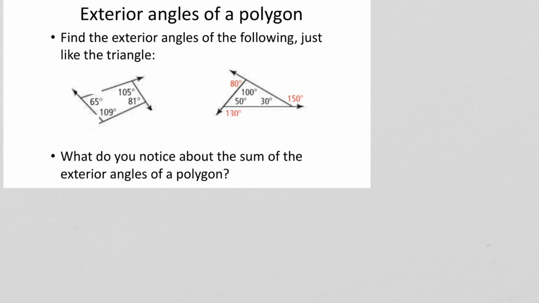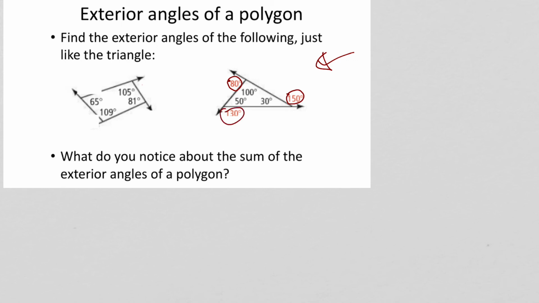We'll want to find the exterior angles of the following, just like the triangle. So if you take a look at this triangle here on the right-hand side, they have the 3 angles inside in black. How are they getting this 80 degrees out here? Well, it's a linear pair because it's on the straight line. So they're doing 180 minus 100. Same thing for this one. They're doing 180 minus 30. And the same thing for this one.